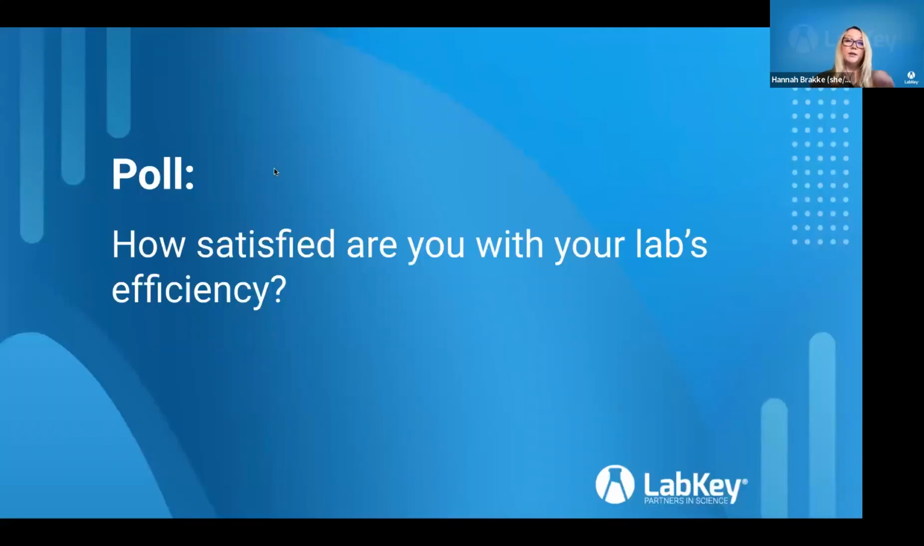So we're going to shift gears a little bit and start talking about the efficiency and growth tips that we have. So I'd also like to start out by asking you how you guys are feeling with your lab's efficiency. So let me get this poll started. And we'll let you guys answer that. And again, we'll come back to those results in a slide or two.